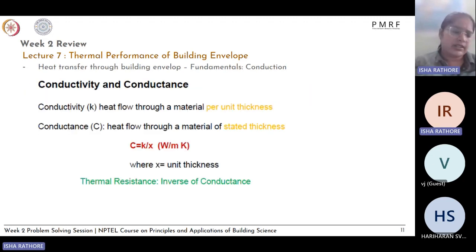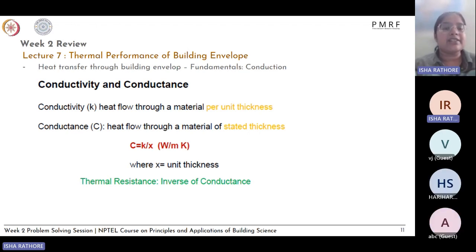Okay, and then two things which I forgot to mention in the slide after this. One is the conductivity, which is again the surface property of a material. So this is the heat flow through a material per unit thickness, and then we have conductance, which is the heat flow through a material of the stated thickness. So conductance is defined as the conductivity divided by the thickness of the material, or the unit thickness. So conductance is one of the fundamental properties of the building envelope.